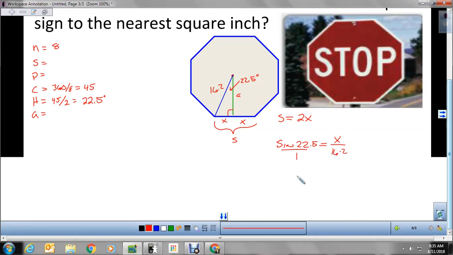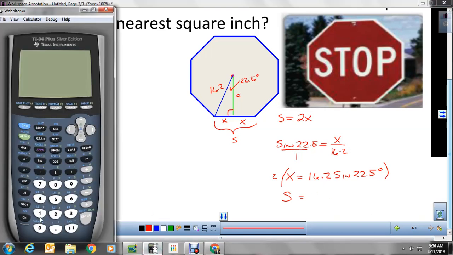So once again, we cross multiply. 1 times x is x. This becomes 16.2 times the sine of 22.5. Now, once again, this is not our side length. This is just part of it. So now I'm going to multiply this whole thing by 2 because I want 2x. That means that's going to equal our side length. So our side length is going to be twice this. So what you can do is take 16.2 and multiply it by 2, which gives us 32.4.